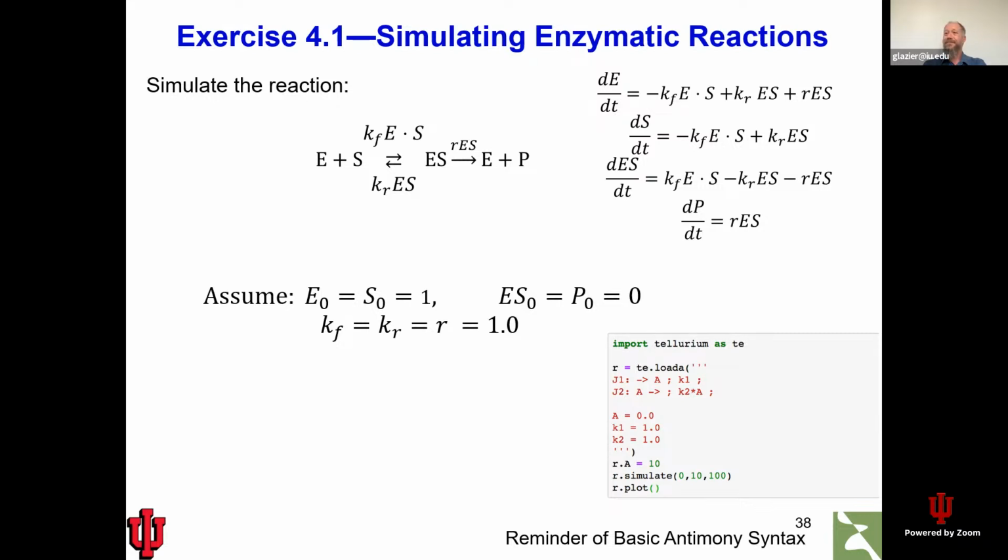Yeah, but will it recognize that you might have E plus S goes to ES? Yes. It's fine. It'll take ES as a variable. Again, I think one of the great strengths of Antimony is that the way you type it is almost exactly the way it looks on the screen. The one thing you do have to remember is that if it's a bidirectional arrow, you'll have two lines, one for each arrow. You'll have one line for the forward arrow and one line for the backward arrow.